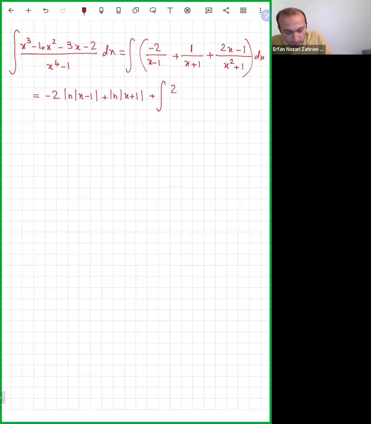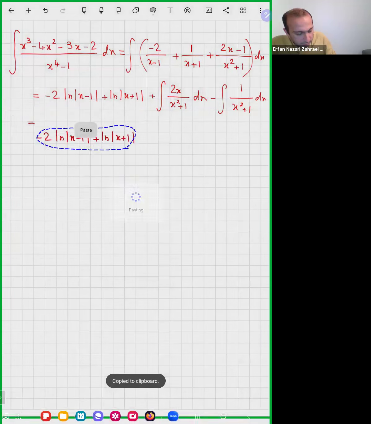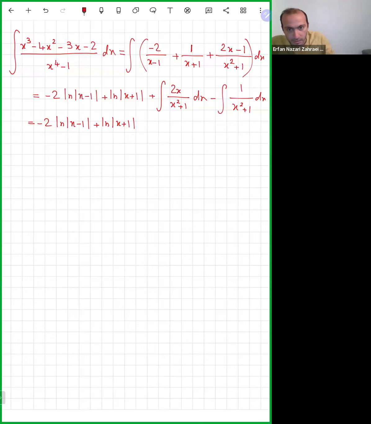So consider one integral, which is this, the other integral, which is this minus 1 over x squared plus 1. Good. I have these first two terms untouched. This last term, as I mentioned, derivative of arctangent is 1 over x squared plus 1. So it's minus arctangent. Don't forget to add constant.